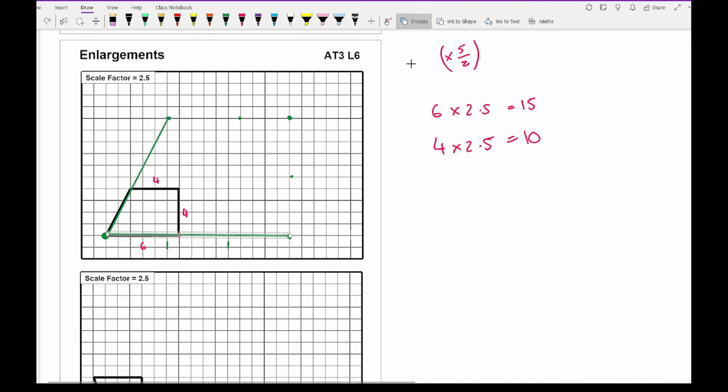And like I said, there are absolutely no problems with your image overlapping your object, because all it's about is having the correct dimensions. There we go. And obviously then if you want to shade it in, that's entirely up to you.